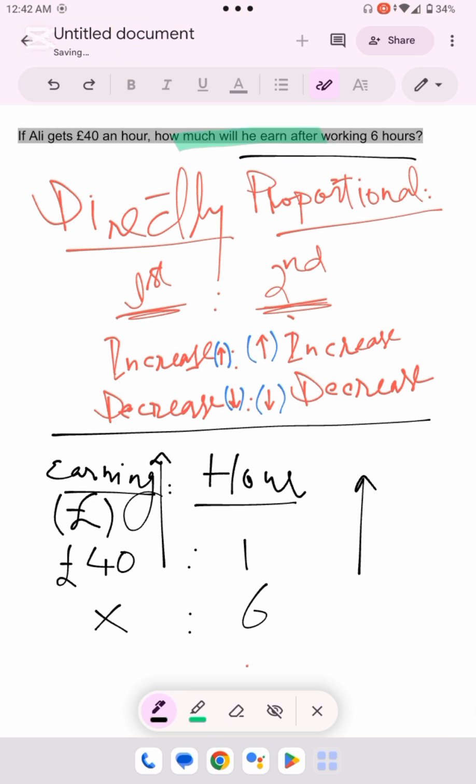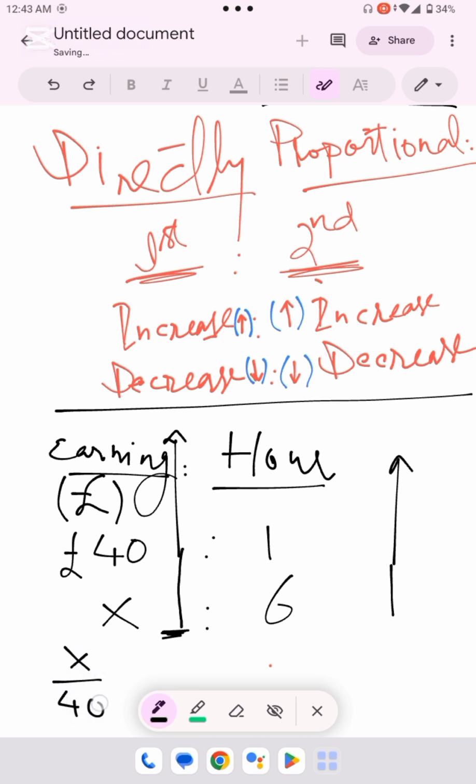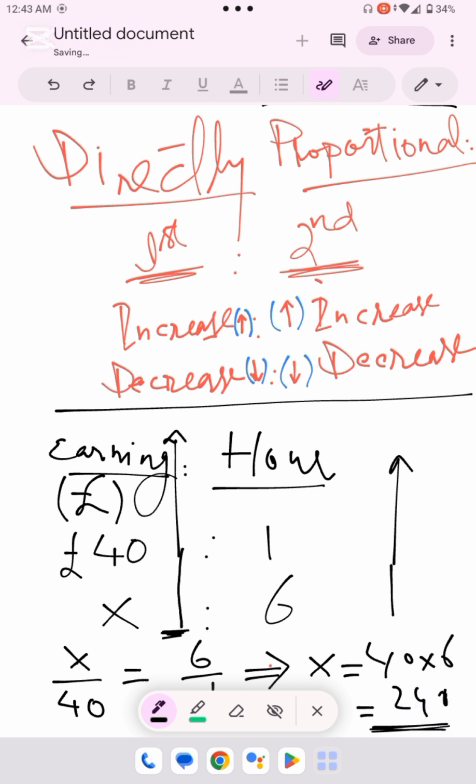How much will he earn in 6 hours? So there will be 6. Now, always remember, every time it should be started with the bottom. So that would be x over 40, where x should be on the top at the numerator and 40 has to be in the denominator, and likewise 6 has to be on the top and 1 has to be in the bottom. So x would be equal to 40 times 6, and it would be 240. That's the answer. So he would be earning 240 pounds for 6 hours. That's the answer of this directly proportional question.